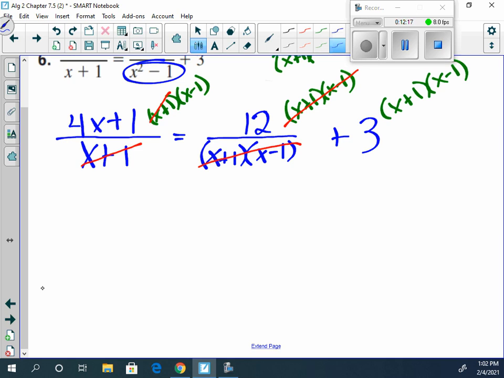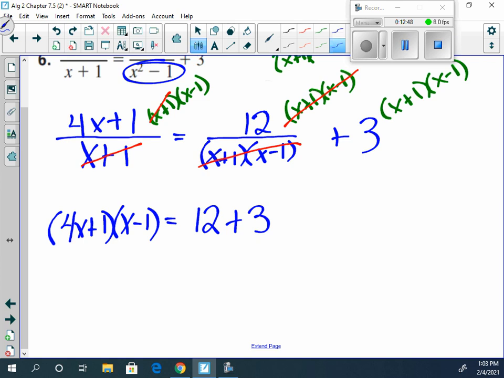Okay. Now let's see what's left. Now in the first spot we have 4 times x plus 1 times x minus 1. Because that's all that we have left, and we're multiplying those two together. Now in the second spot, well, we just have 12 because everything simplified. Well, we were multiplying it by, and what was on the denominator simplified out completely. Plus, what? 3 times x plus 1 and x minus 1.